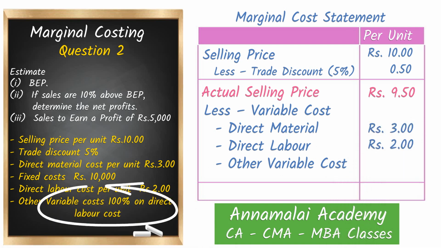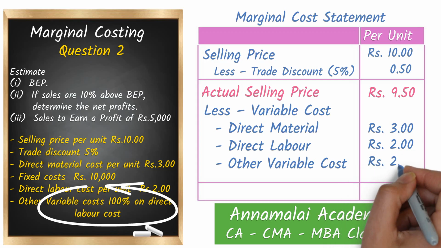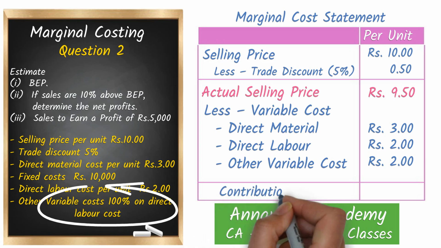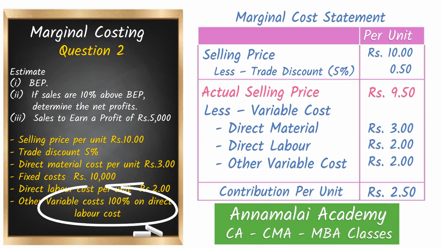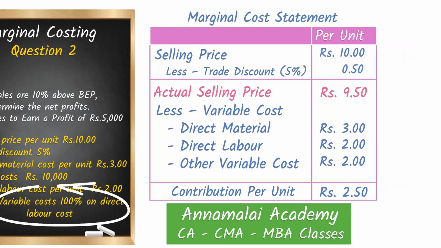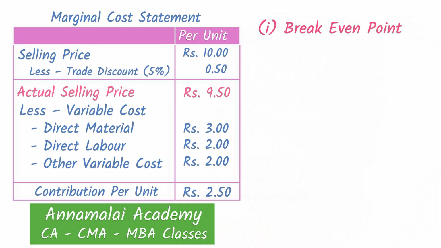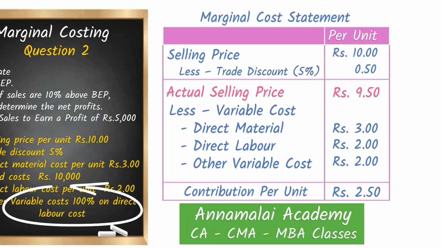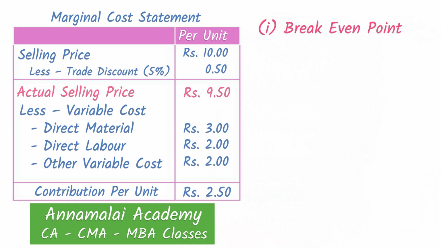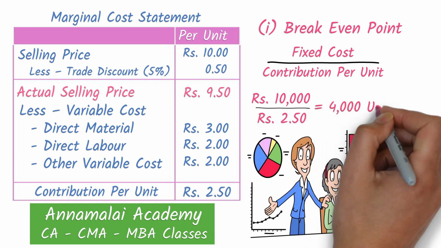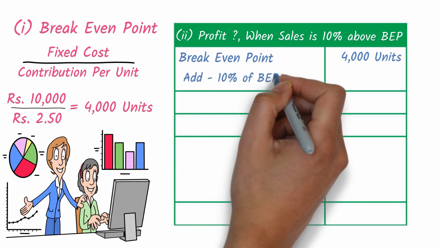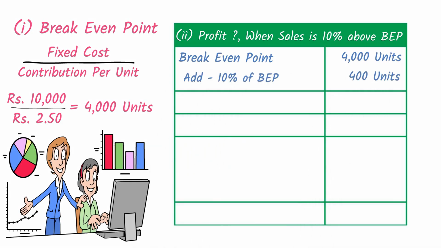It is 100% of direct labor cost, that is 2 rupees. Deducting these three components from the selling price, you get a contribution per unit as 2 rupees 50 paise. The first division of the question is break-even point, which is fixed cost divided by contribution per unit. This formula will give us the value in units. So 10,000 fixed cost divided by contribution per unit, 2 rupees 50 paise, is 4,000 units.